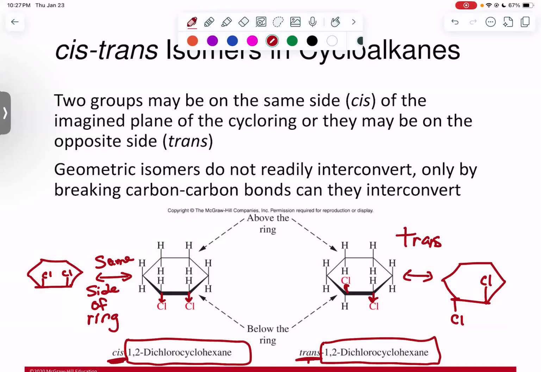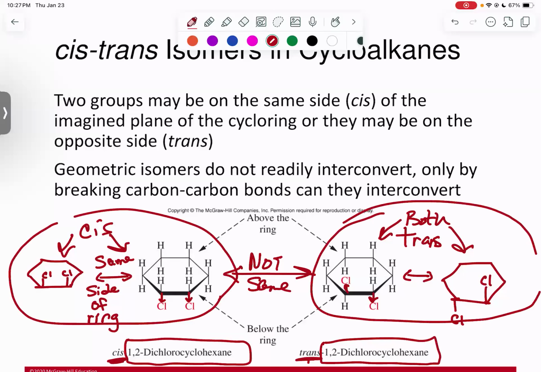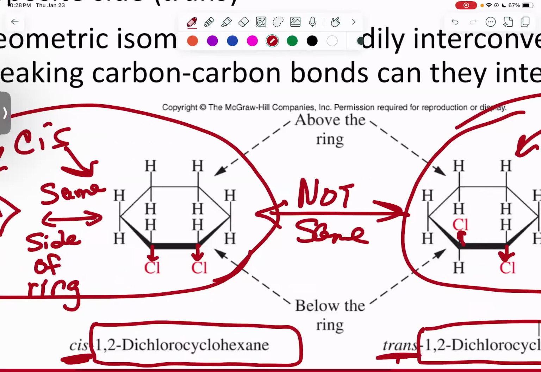But you have to say that those two things, these two molecules, are not the same. Not the same, right? These are both trans. Both of these are trans. Both of these are cis. But the two groups here and here are not the same. So you have to give them different names.